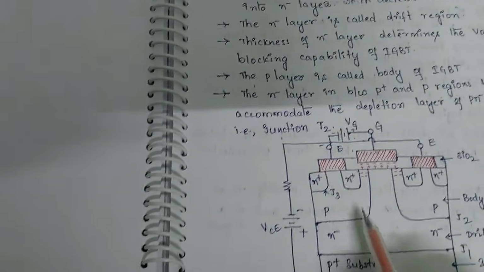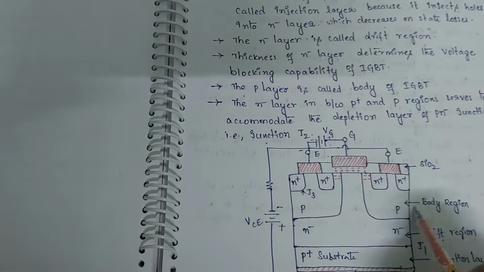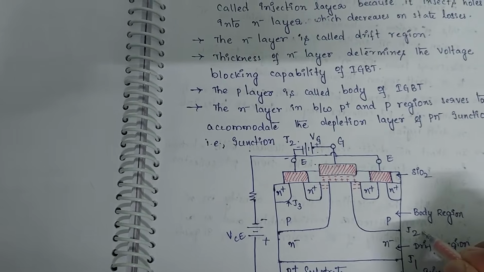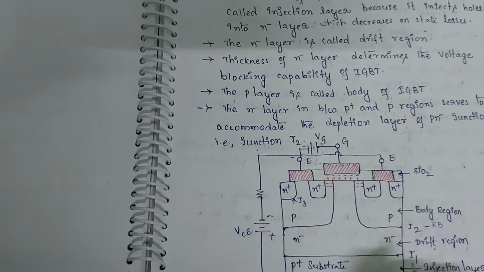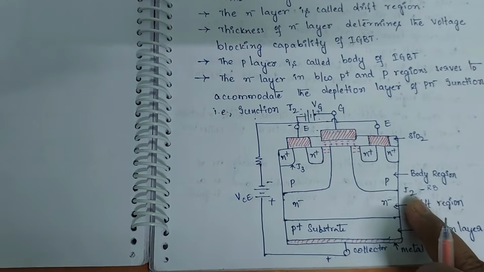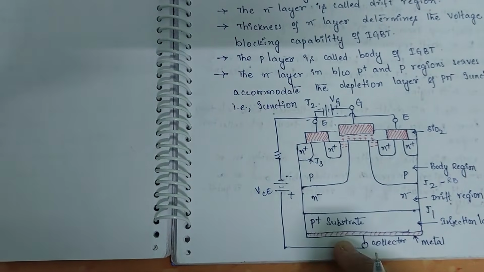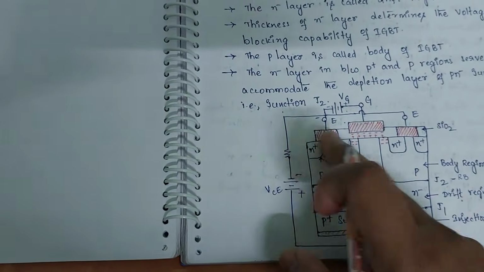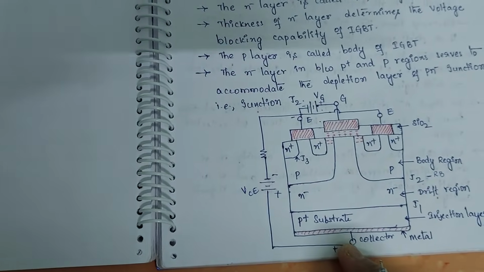Due to this, indirectly the P region and the N minus region, this J2 junction is going to be reverse biased. Due to this reverse biased junction, we don't have any current flow right away from the N plus region to the P region, that is, emitter to the collector. We don't have any sort of current flow.